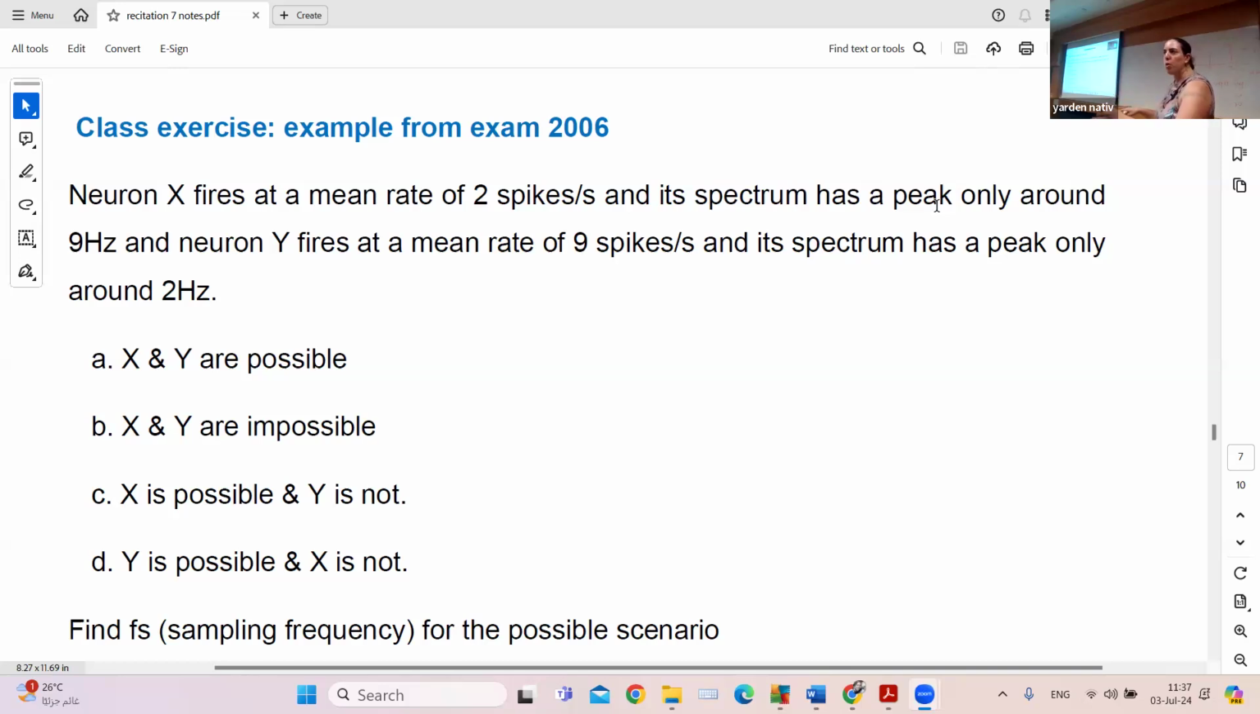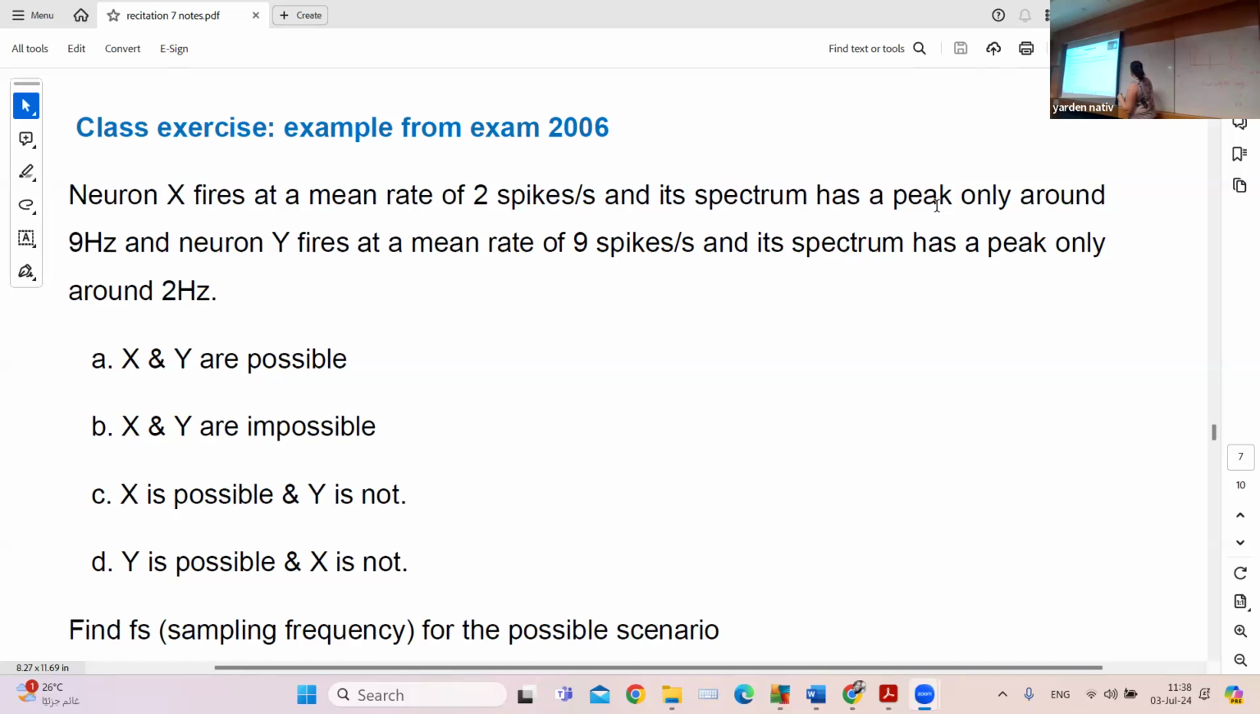This has nothing to do with aliasing so far. For the first claim, we just say if we have a peak at 9, the sampling rate should be at least 18, right? And then it could not be possible that we didn't see the two spikes per second, right? Let's have Y.